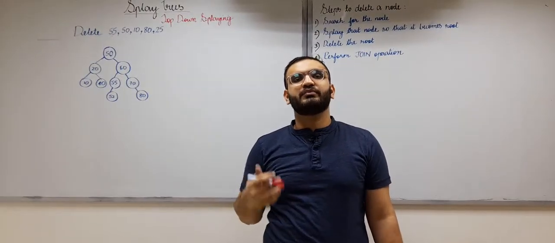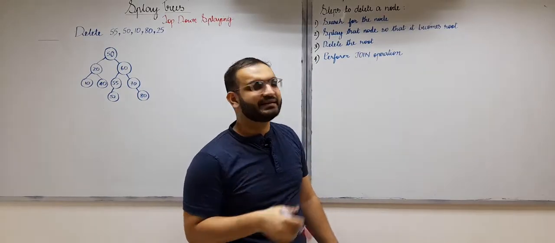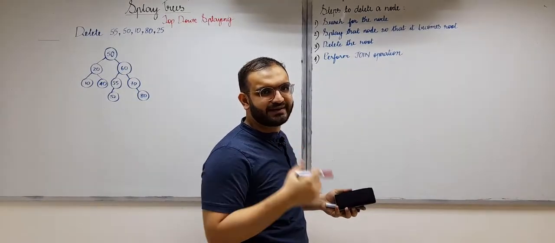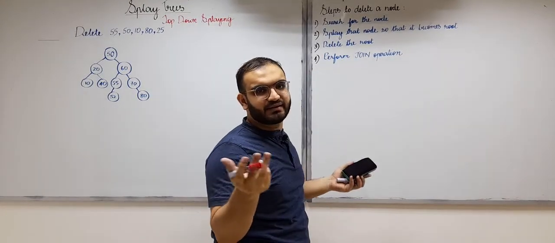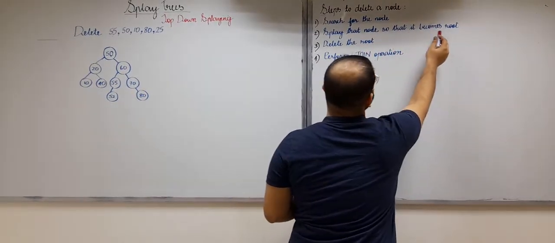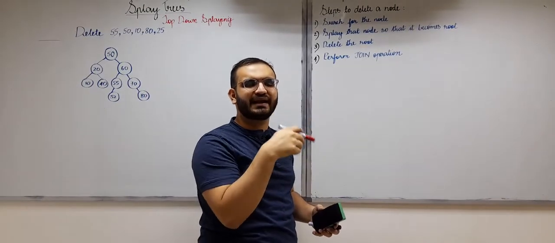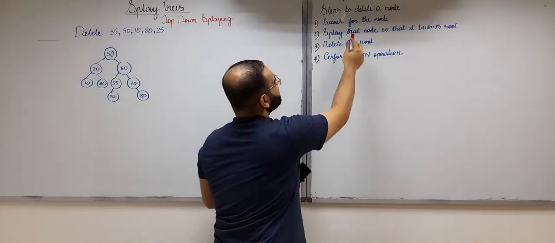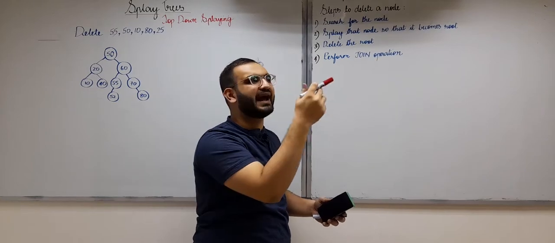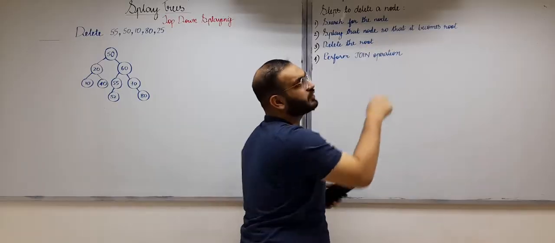In order to perform top-down splaying, these are the 4 steps that we need to follow. In the first step, we search for the node that has to be deleted, and that is what we did in the bottom-up method as well. In the second step, we splay that node so that it becomes root. But in the bottom-up method, we actually deleted that node after searching it. In this case, rather than deleting it first, we splay the node to be deleted and bring it to the root of our splay tree. And after that, we delete the root.